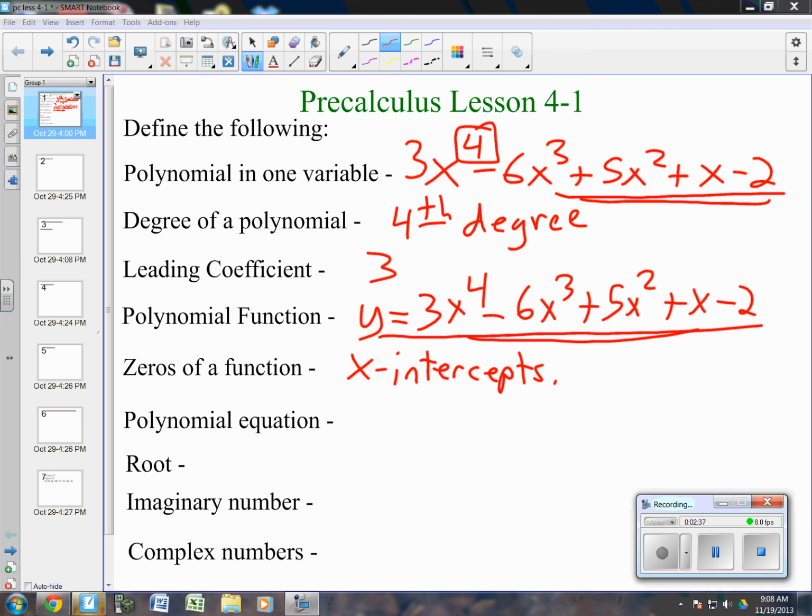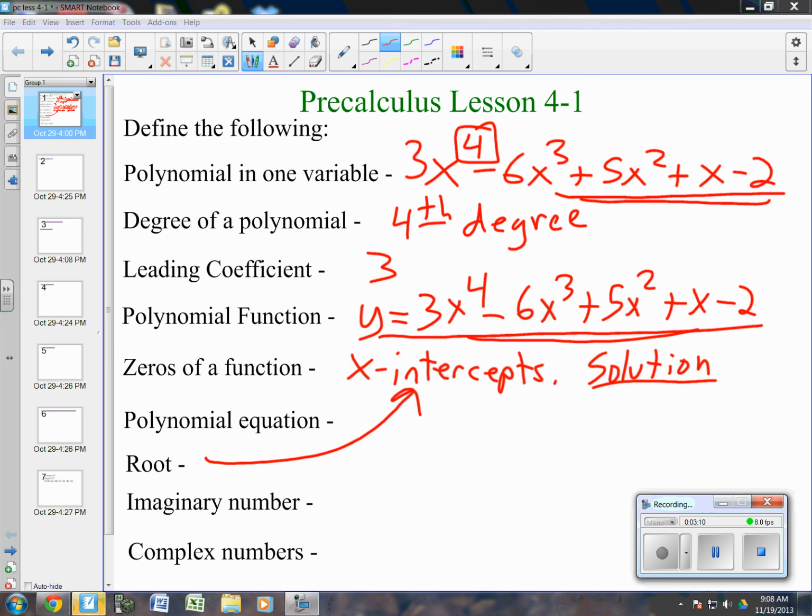It is where they cross the x-axis, the points where they cross the x-axis. So, another name for zeros is root. We use root, and sometimes we use the word solution as well. When we're finding the solution of a polynomial function, we're really looking for their zeros. Okay, any questions there?